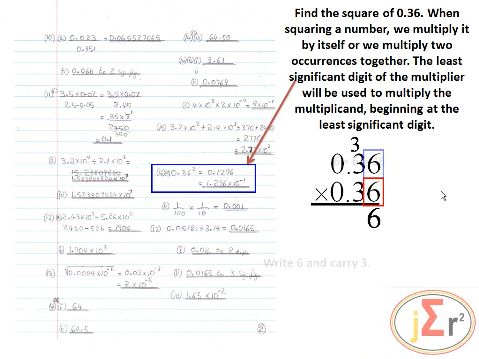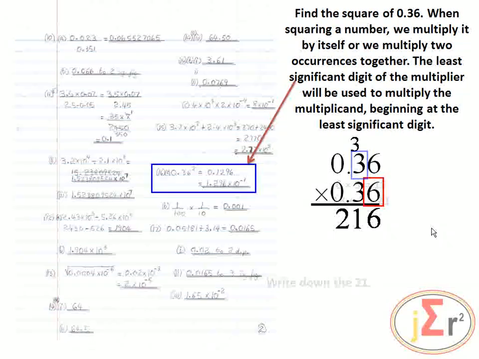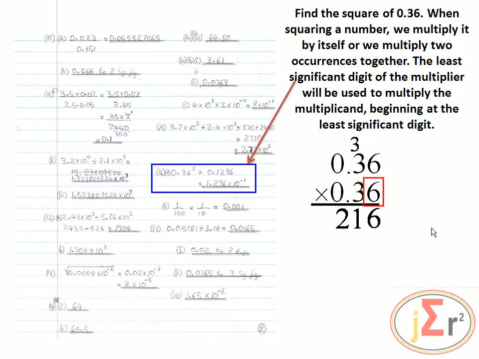Then we say what? Watch those. 6 times 3. 6 times 3 is equal to 18. But we need to add this 3. 18 plus 3 is 21. Just write that down. Write down 21. That's good. What do we do next? Multiply by 3.